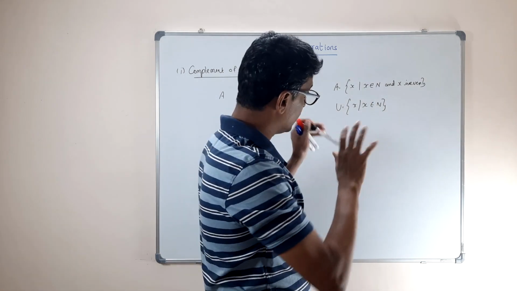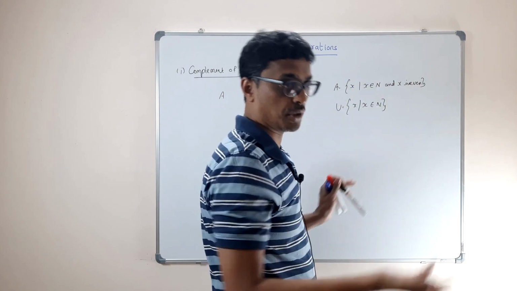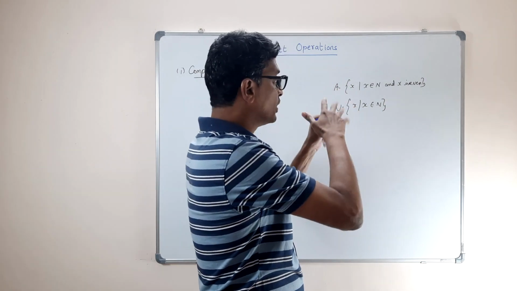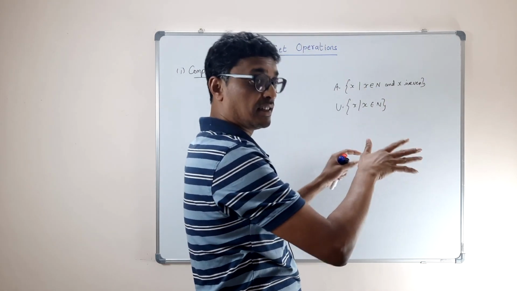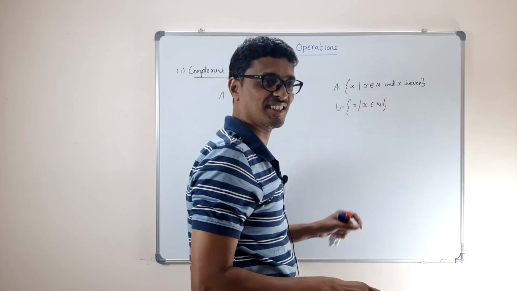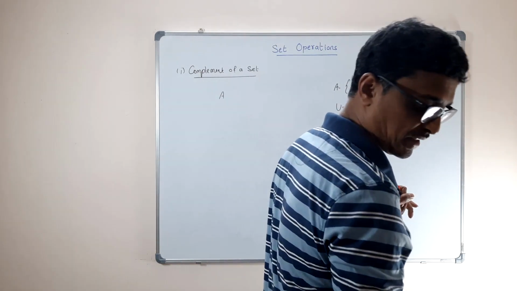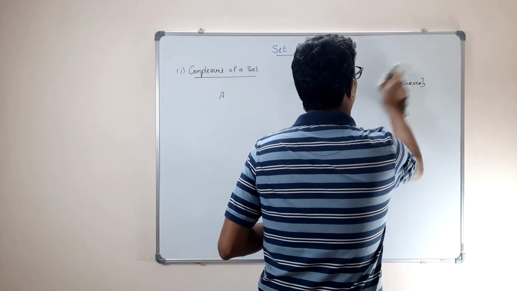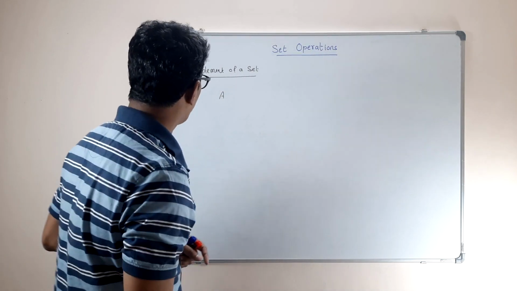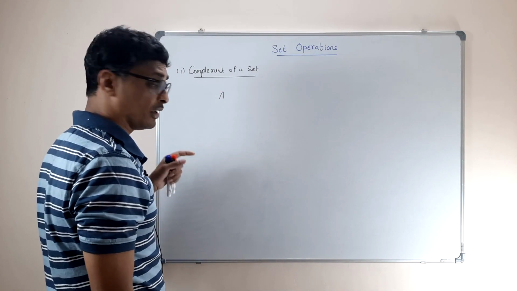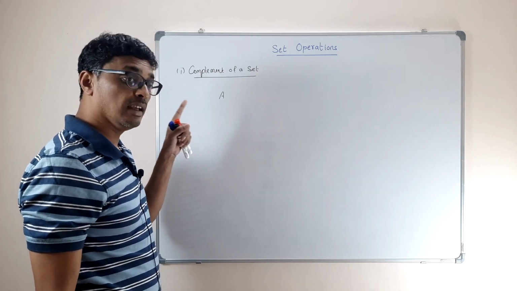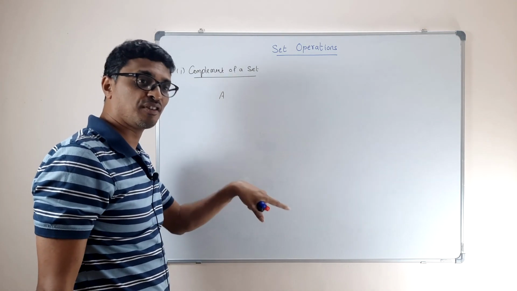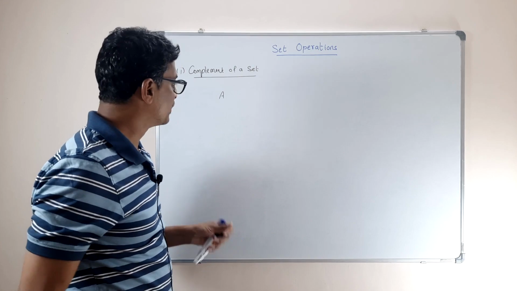Whenever you are defining a set, there has to be a universal set on which you construct it. All sets will be subsets of the universal set, so the universal set contains all possible sets. Now the complement of a set A is all the elements of the universal set which are not elements of A. You got it? It's very simple.